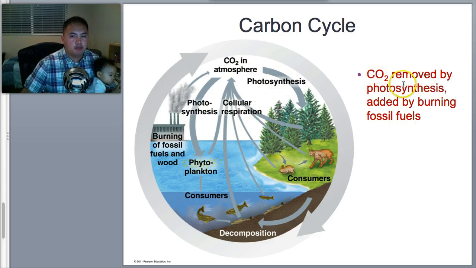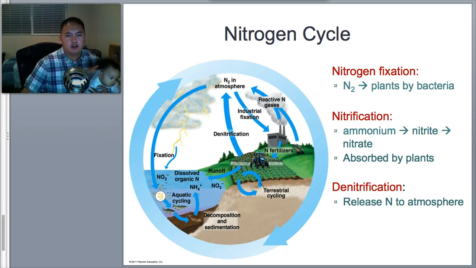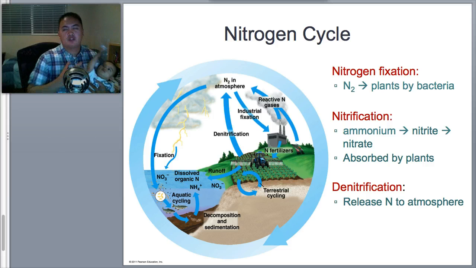Carbon dioxide is removed by photosynthesis, and then we add it back into the air when we burn fossil fuels, wood, stuff like that. And then these two are the harder cycles. Most people are confused about them or forget them, so I'm going to simplify them. I'm going to oversimplify this real quick.